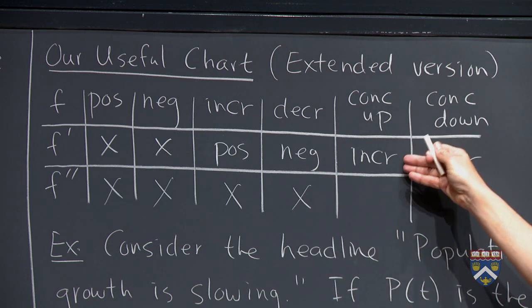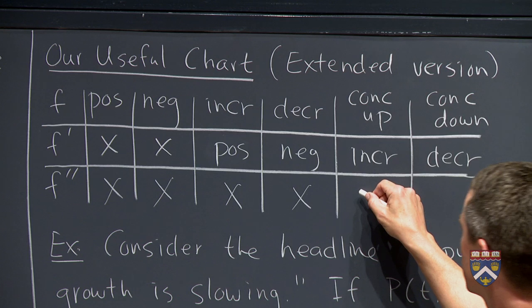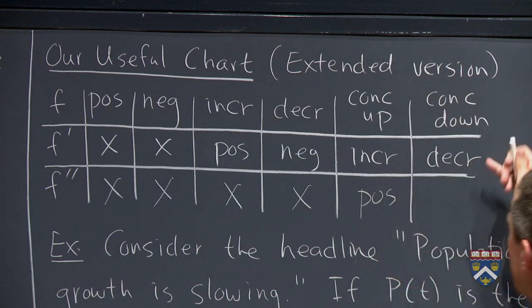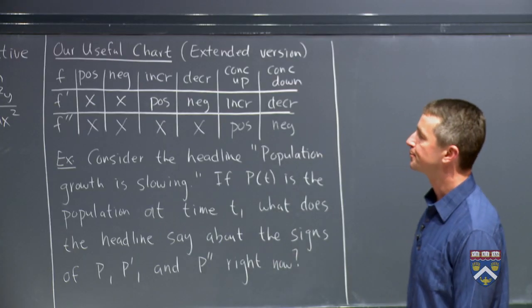Now we've got a function which is increasing. What do we know about its slope? If a function is increasing, its slope should be positive. And if a function is decreasing, its slope should be negative.